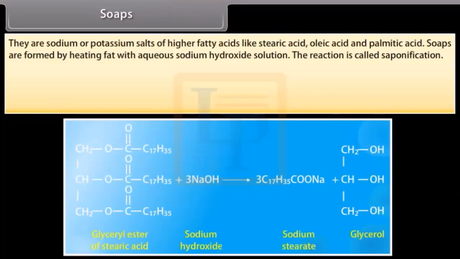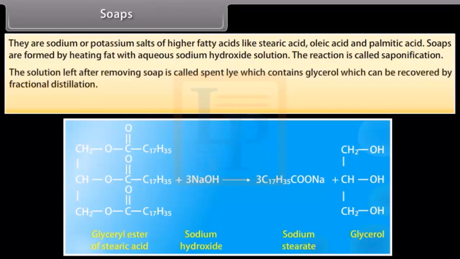Soaps. They are sodium or potassium salts of higher fatty acids like stearic acid, oleic acid and palmitic acid. Soaps are formed by heating fat with aqueous sodium hydroxide solution. The reaction is called saponification. The solution left after removing soap is called spent lye, which contains glycerol, which can be recovered by fractional distillation.